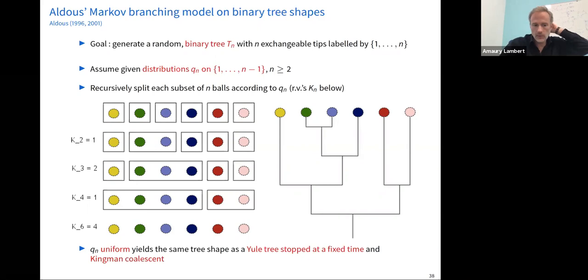And a nice feature of this model is that when you take Qn uniform, it yields exactly the same tree shape as a Yule tree stopped at a fixed time, and also as the Kingman coalescent.